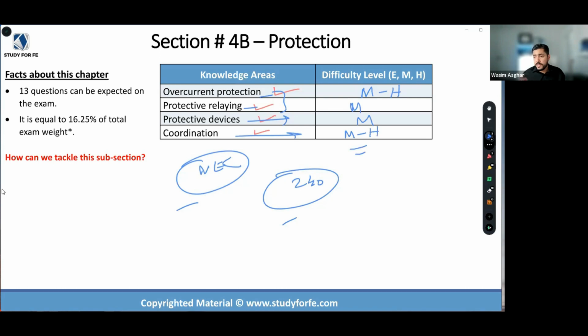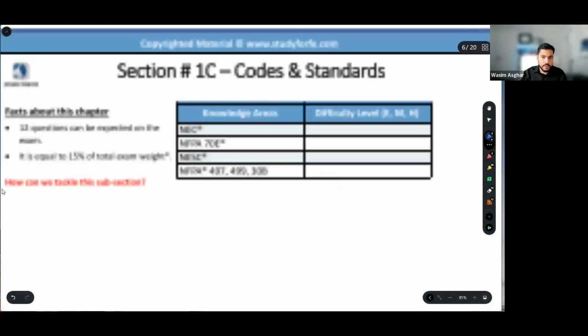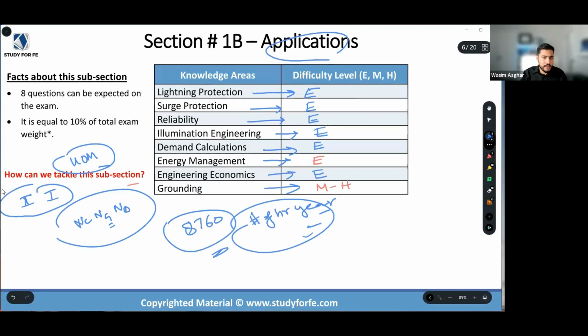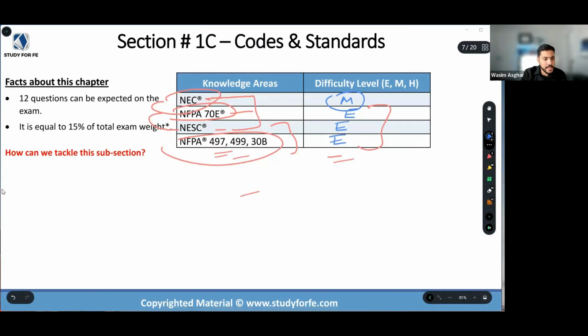Okay, so that brings us to the end of our entire specification review. If we were to do a quick run through of what we discussed: section 1A, measurement instrumentation, overall easy. Section 1B, obviously, we start getting into some more details, especially with regards to terminology and notation. So overall easy with some things that we have to keep track of. Section 1C, one of the most important subsections of the entire exam because it contains NEC. Okay, it contains our codes and standards.